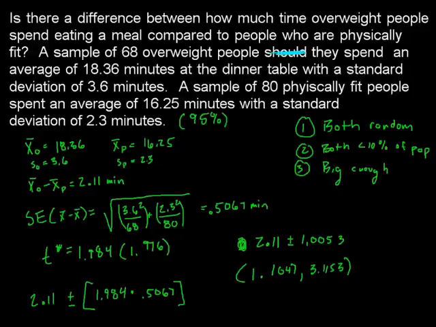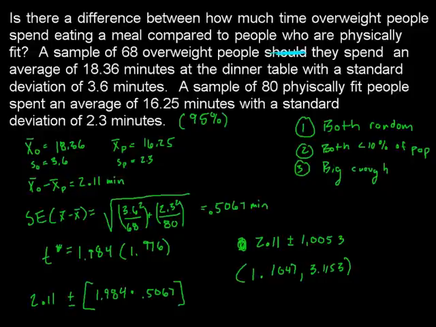So again, what I've learned is that regardless, the confidence interval with 95% confidence, which is pretty good, and my sample sizes were fairly large, so hopefully I'm pretty precise here, is that there will be a difference. Overweight people do spend more time at the dinner table. It seems pretty logical, but we did want to find an interval.